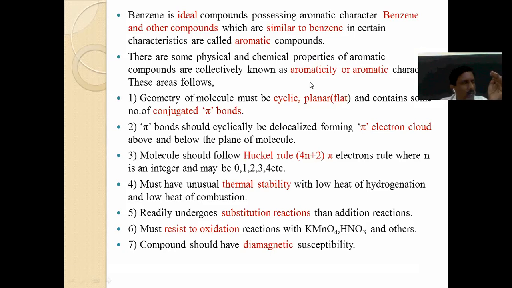Other organic compounds which have the same physical properties and the same chemical properties as benzene, that's why benzene shows aromatic characteristics. Any compound which has the same physical and chemical properties as benzene is called an aromatic organic compound, and the property is known as aromaticity.